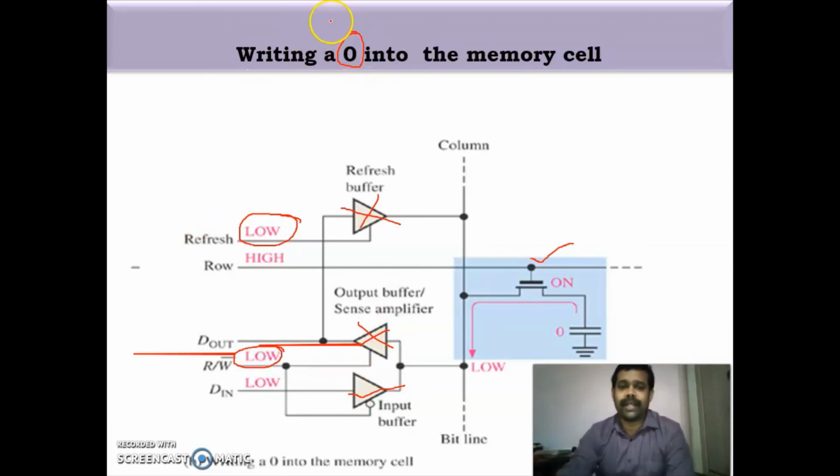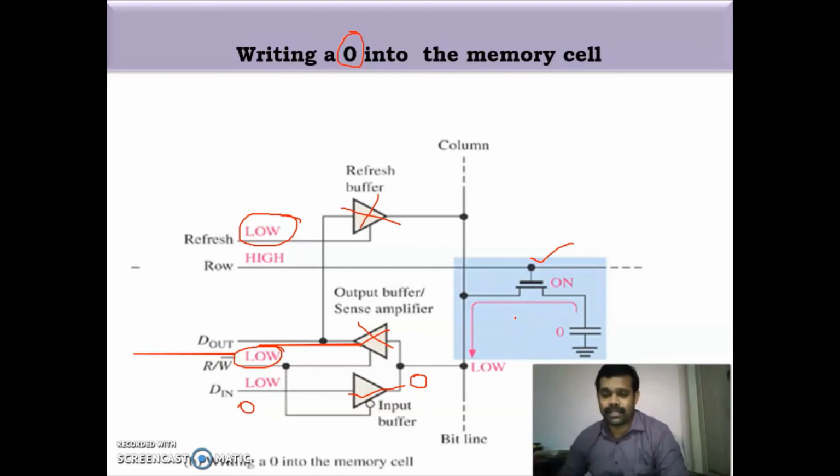Since we are writing a 0, we are giving D in as 0. So the output of your input buffer is 0. What output are you getting at the output of the input buffer? 0. This 0 is connected to the column line, so this capacitor is not charging. Since you have 0, the transistor is on, but the capacitor will not charge.